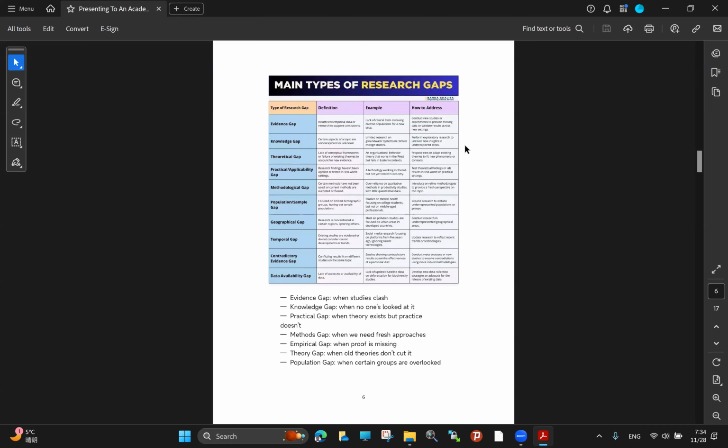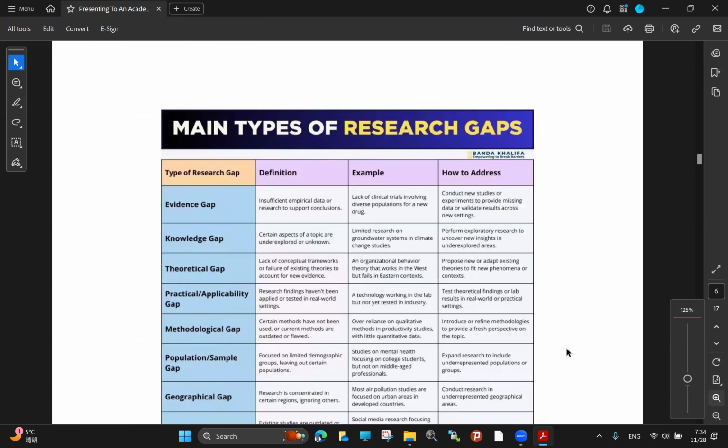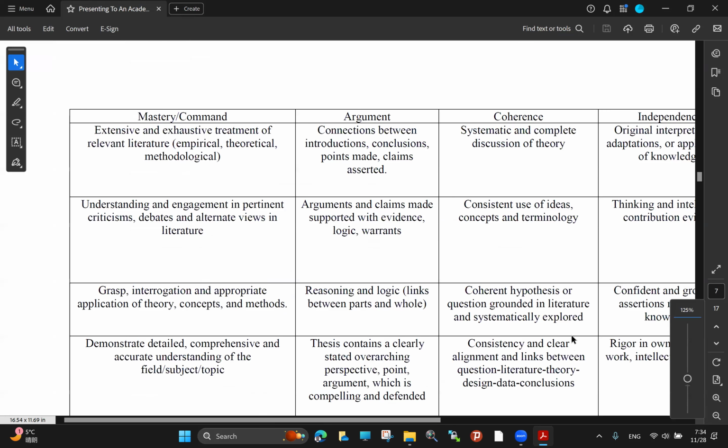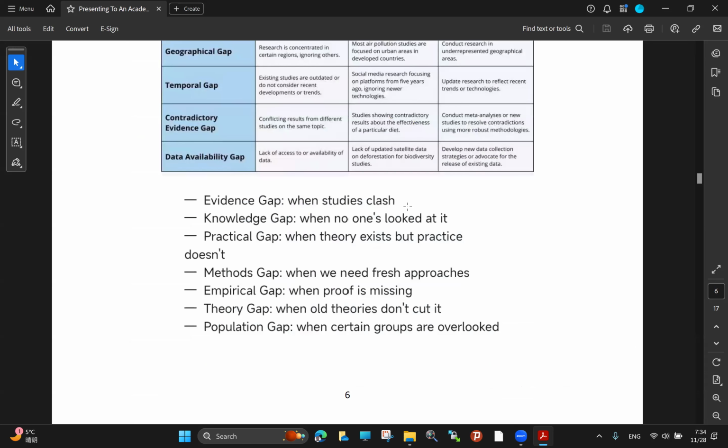So let's look at it from the evidence gap. So let me make this a bit bigger. Okay, so let's look at these examples first. The evidence gap. So when two studies are clashing, okay, so let me use the business again. For some people who are doing questionnaires, they use questionnaires for their survey. Some also prefer interviews. What other way do people use?